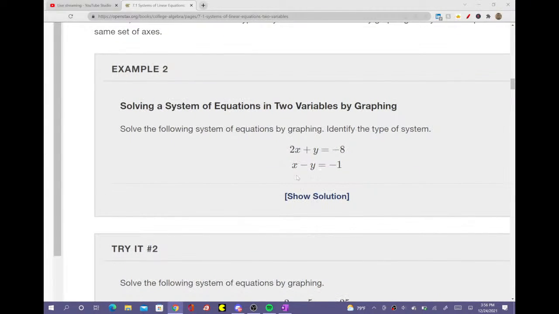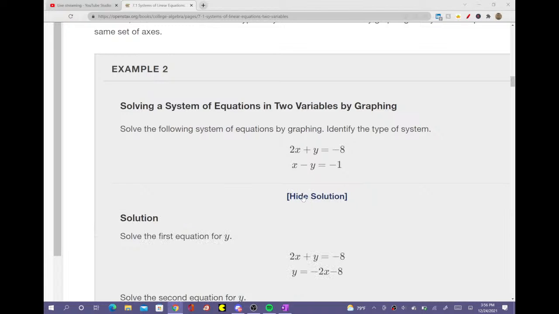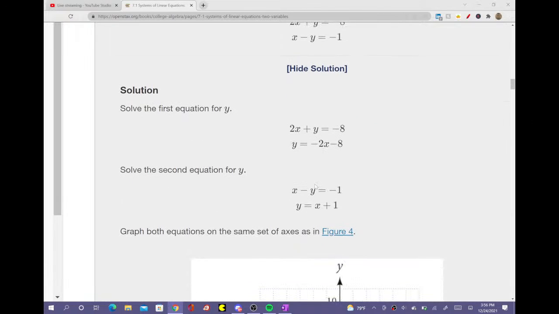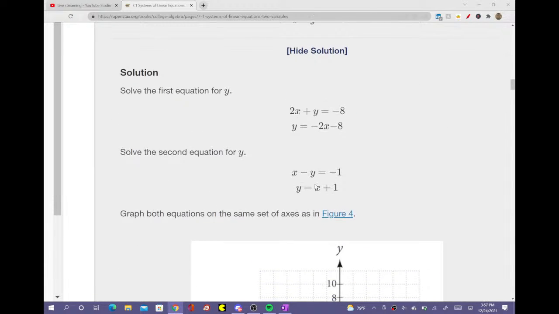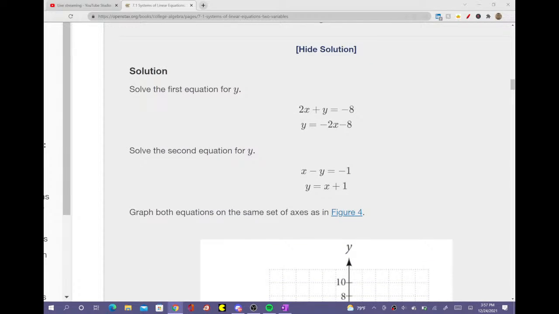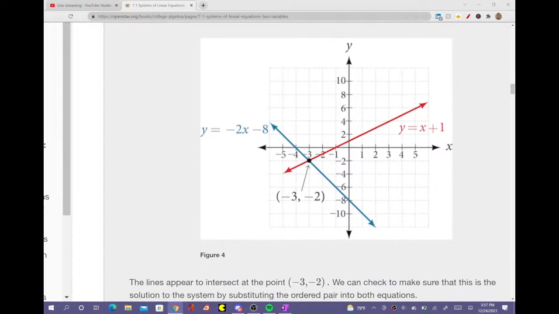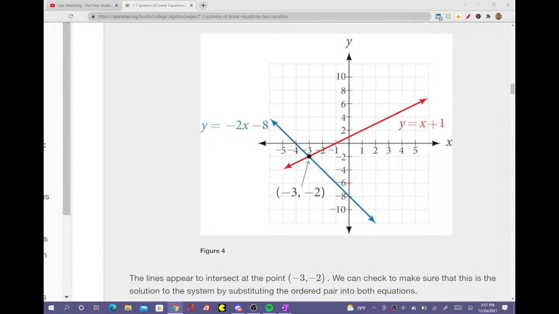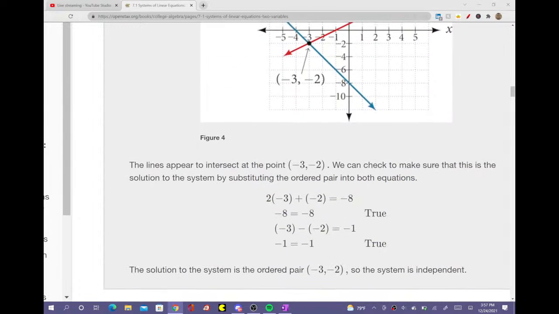It says solve the following system of equations by graphing. So how they did it here, they solved for y on the equation 2x plus y equals -8. They solved for y on both, and they graphed it, right? And you can see that they actually graphed it. So the red one is y equals x plus 1. The blue one is y equals -2x minus 8. So that is how they did it there.